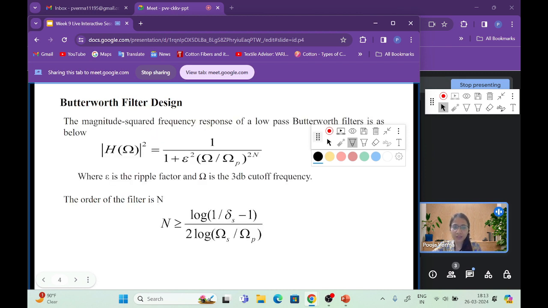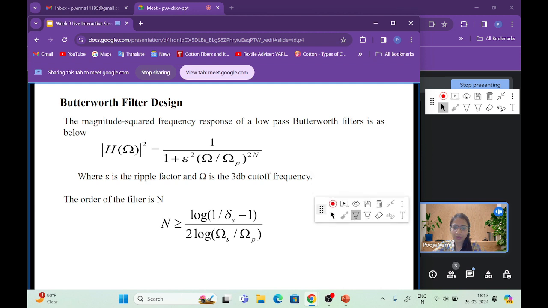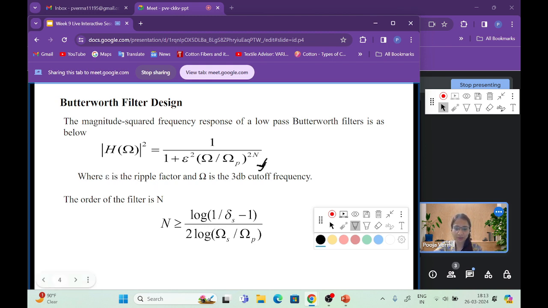Next, the first one is the Butterworth filter design. The low pass Butterworth filter can be represented by this equation: magnitude of H of omega squared is equal to 1 upon 1 plus epsilon squared times omega divided by omega p, to the power 2n, where epsilon is a ripple factor and omega p is the 3 dB cutoff frequency.